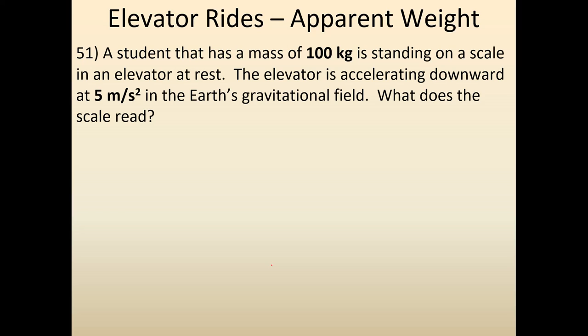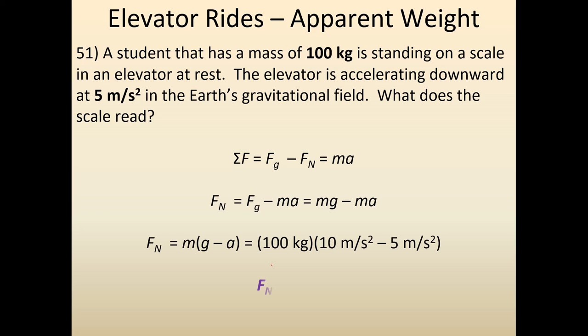All right, so here we're accelerating downward, so the gravitational force going down is bigger, so that one goes first. Fn is going to be equal to mass times the difference in the accelerations. Plug our numbers in, and we end up getting that the normal force is 500.